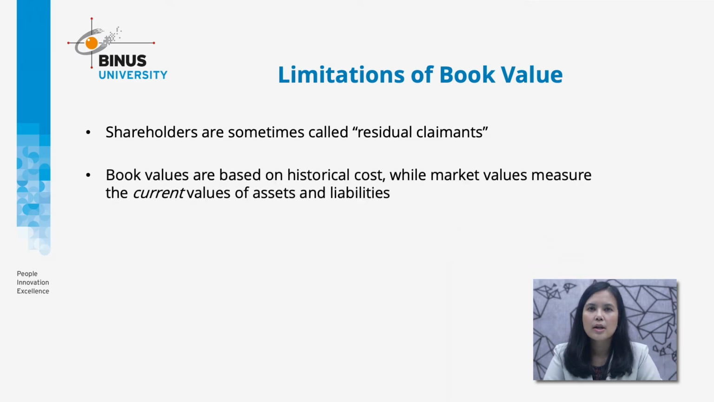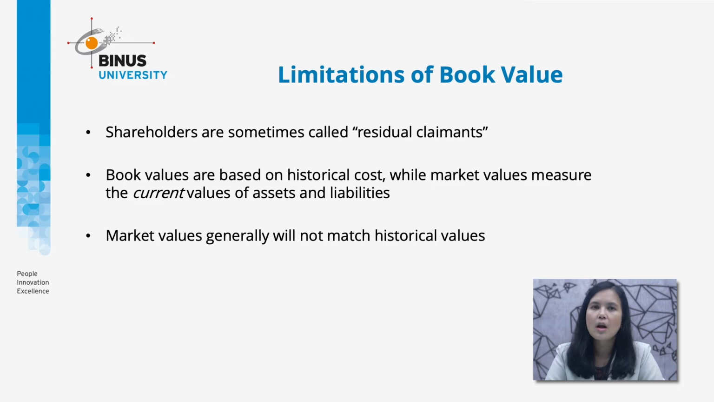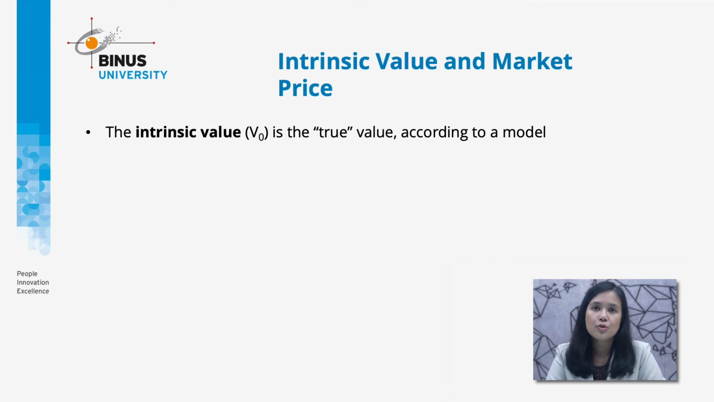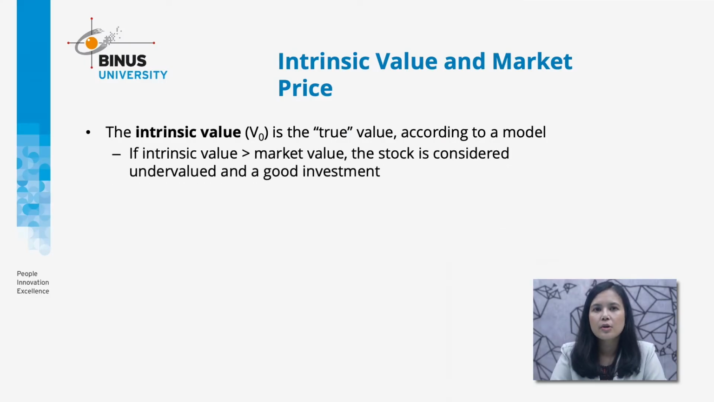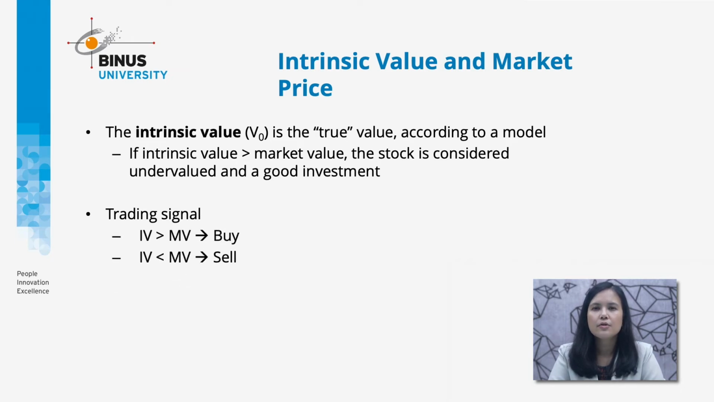Book values are based on historical costs, while market values measure the current values of assets and liabilities. Market values generally will not match historical values. Intrinsic value is an estimate of the actual true value of a company, regardless of market value. Market value is the current value of a company as reflected by the company's stock price. Therefore, market value may be significantly higher or lower than the intrinsic value. If intrinsic value is more than market value, the stock is considered undervalued and a good investment. In the simplest value strategy screen, if the ratio is above 1, the stock is believed to be undervalued and could represent a good deal. If the ratio is less than 1, the stock is thought to be overvalued.